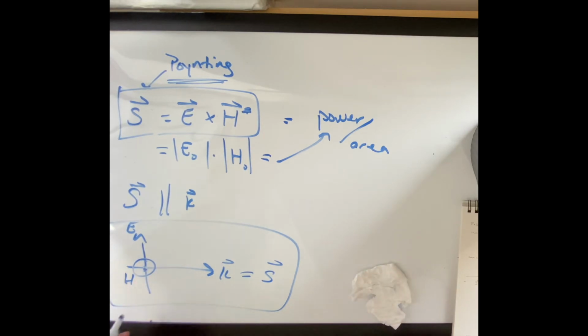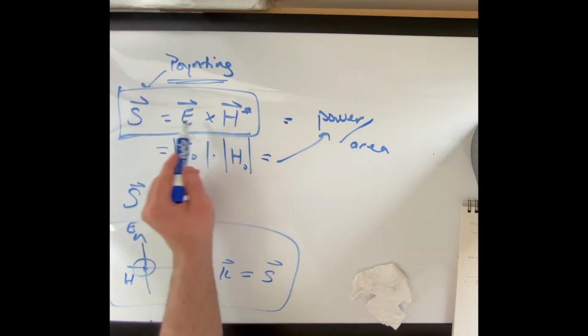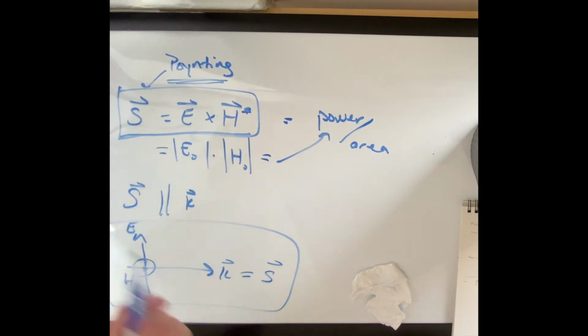There's an E and an H. They have to be perpendicular, and they're moving in a direction associated with the Poynting vector, which is the cross product of them, using the right-hand rule, of course. And that S is also in the same direction as the wave vector K, which appears in the exponential when you write them.